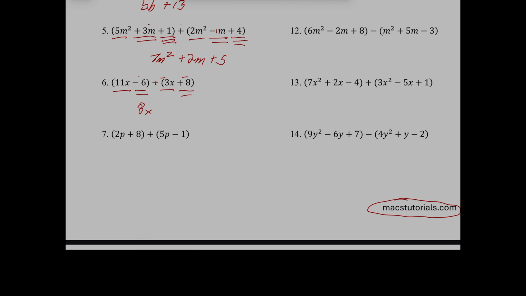And now I have a negative 6 plus a negative 8. Signs are the same. Add and keep the sign. And if it's a negative 6 and a negative 8, it's a negative 14. Number 2, I have a 2p plus a 5p, and I have a positive 8 and a negative 1. If I combine my p's, I get a 7p. If I combine my numbers, 8 plus negative 1 is positive 7.